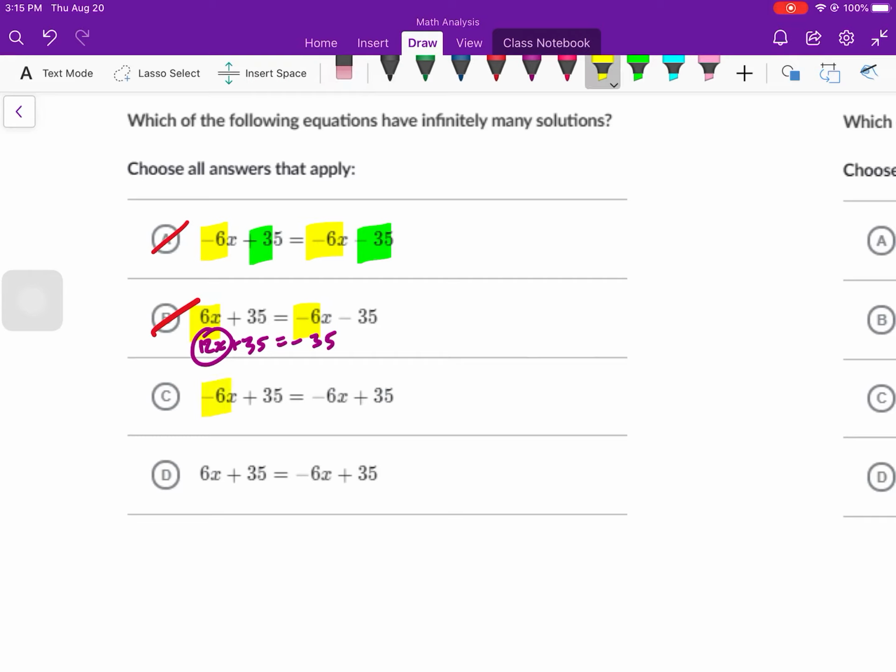Let's take a look at the letter C. Negative 6x and negative 6x, positive 35, positive 35. That's going to have infinitely many solutions. Now we do have to pay attention. It says choose all answers.